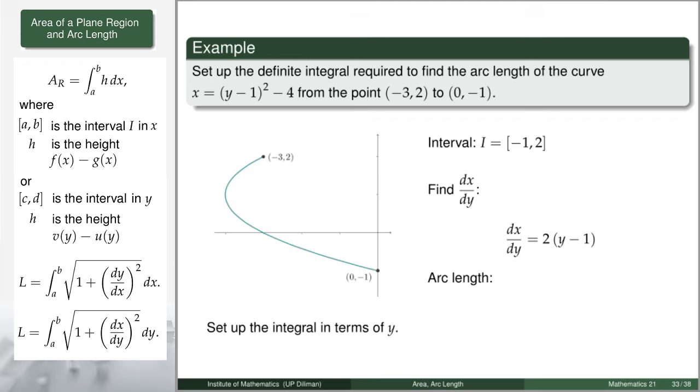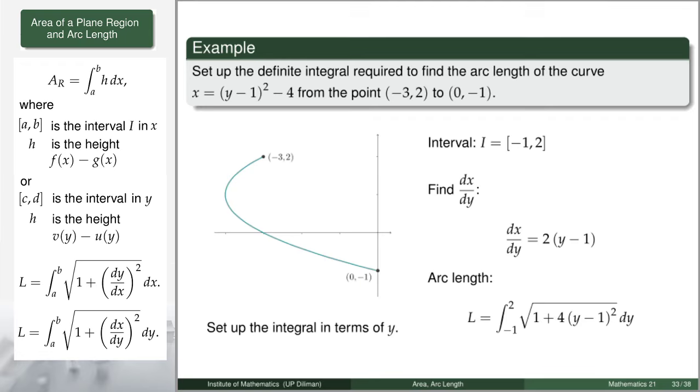Plugging this in, then I'll have the integral from -1 to 2 of the square root of 1 plus 4 times (y minus 1) squared. Of course, I have a dy here. One of the most common mistakes in this topic is forgetting the formula, especially the square. So remember, you differentiate, you square, you add to 1, and then you take the square root, giving you 4 operations all in all.